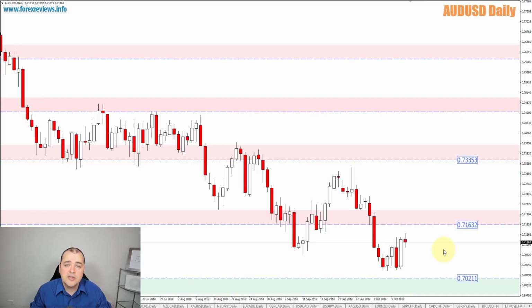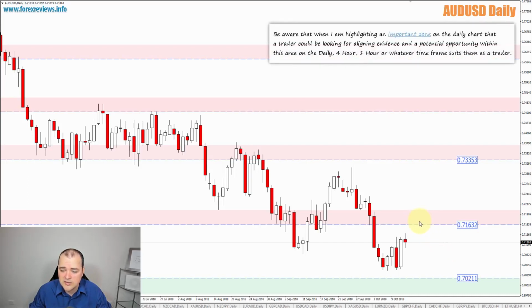Okay, next pair to cover is AUD, and I'm on the daily chart. On AUD this week, what I'd like to highlight is a potential pullback area. This is the same zone that I held last week in the review, and that is the 71.63 zone area.